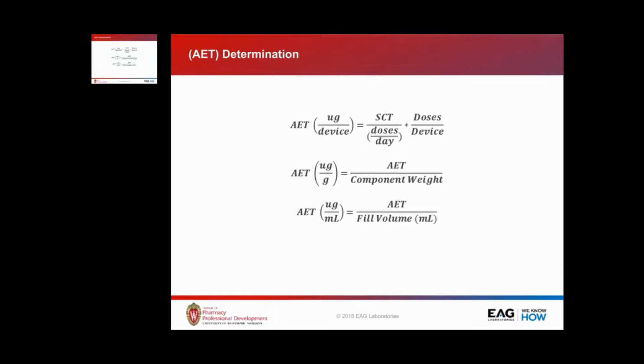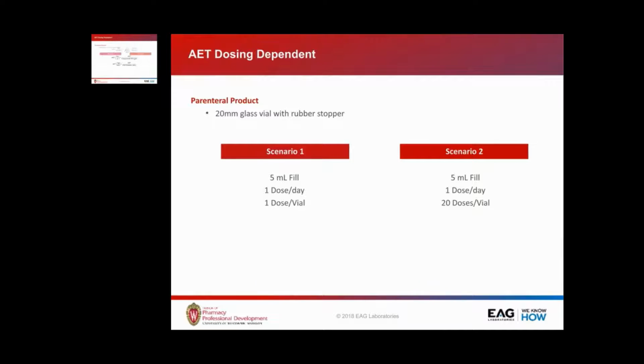Now, here's an example of why dosing can be so important. The example that I'm presenting here is, let's assume two different parenteral products, and they have the exact same container closure system, a glass vial with an elastomeric rubber stopper. They have the exact same fill volume, so scenario 1 and scenario 2. Same fill volumes. The patient's going to get 1 dose per day. The only difference is that in scenario 1, the patient's going to get the full 5 ml dose.